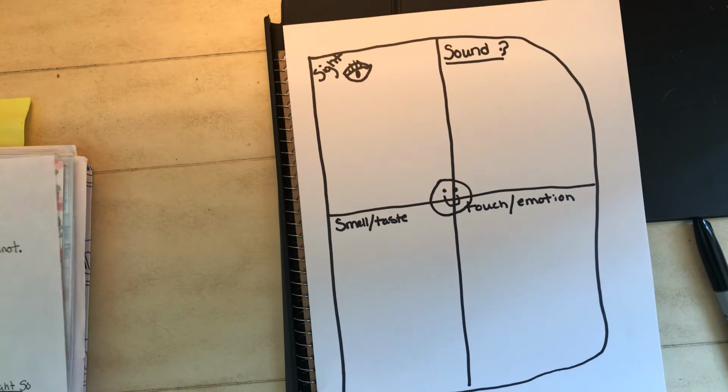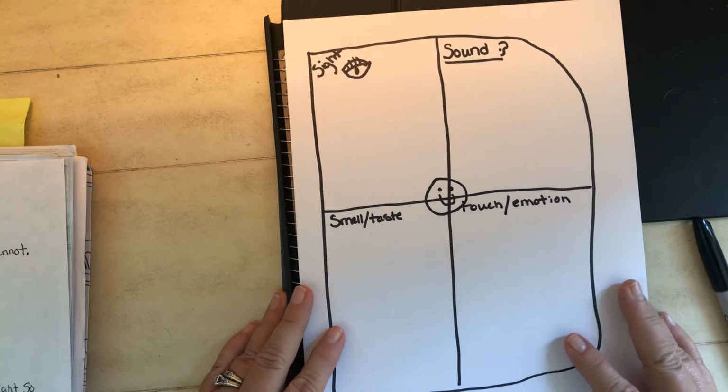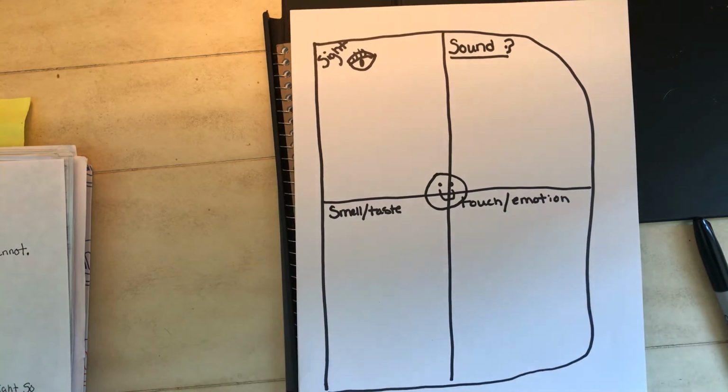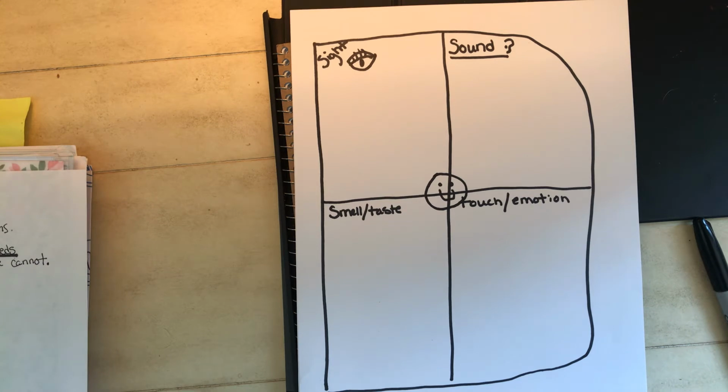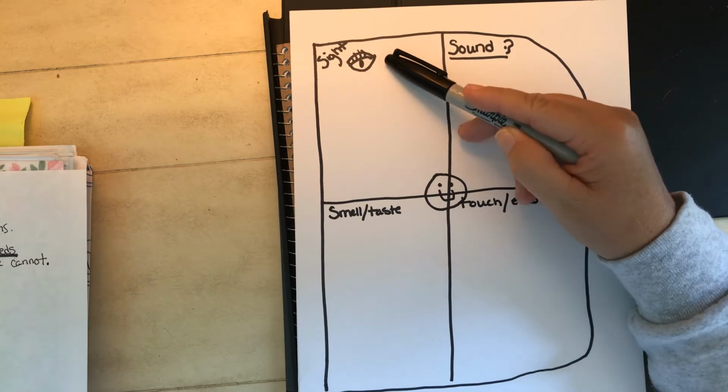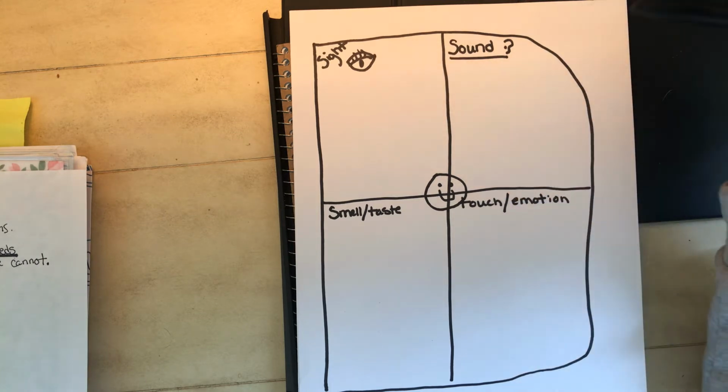This is our fabulous D tree. The D tree is where we keep all the descriptive words that we want to use for these super awesome sentences that you are about to create tomorrow. So think about your invention, and you're going to think sight. What does it look like? What are some words that you could use to describe your invention?